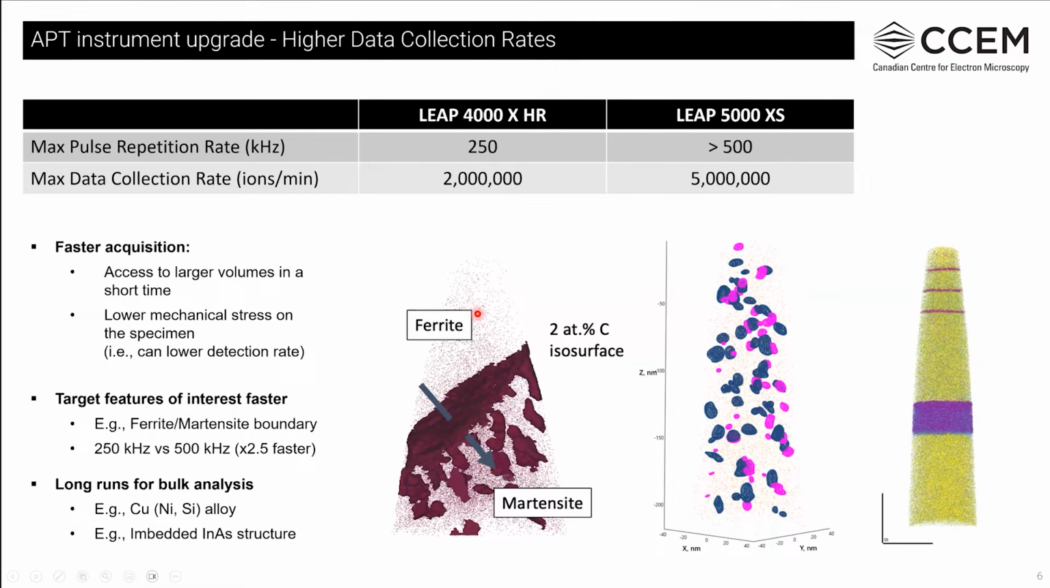On the other hand, because higher pulse repetition rates let us run at a lower detection rate, since time is then less of a constraint, this means that there is a lower mechanical stress on the specimen because we are using a lower instantaneous field evaporation flux, which ultimately means a higher success rate for our experiments.